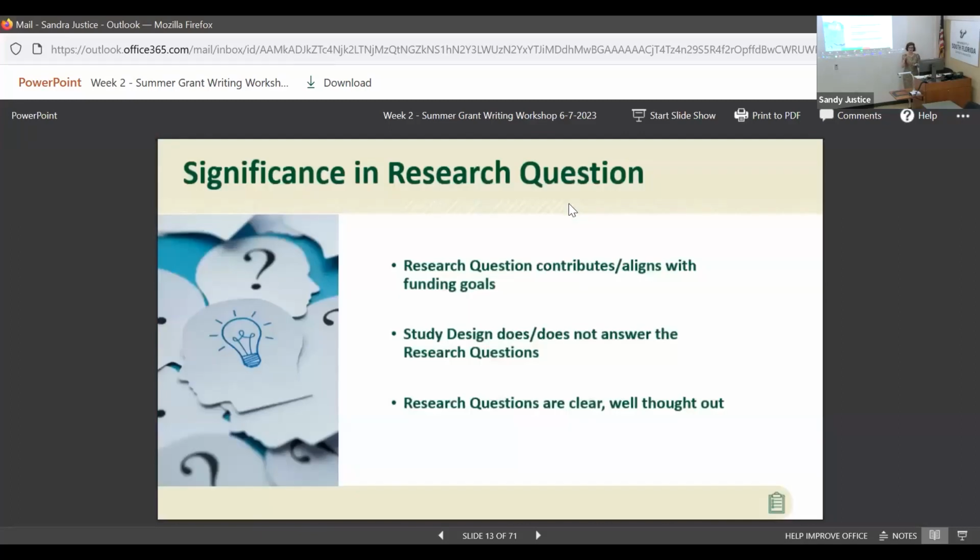So in your significance section, you're going to say, here's your research question. How do we improve the research enterprise such that we reduce administrative burden on faculty so they can do what they're really good at, which is the actual research? You want to create a study design that makes sense. So you have a broader question, and then you have your objectives or study aims. And then you want to make sure that they're clear and thought out.